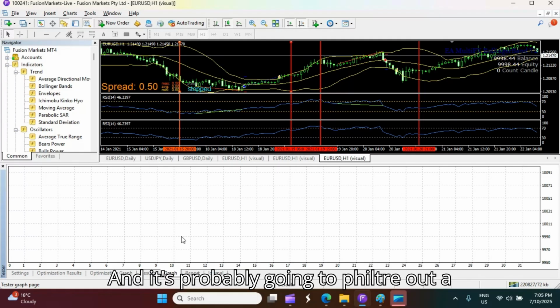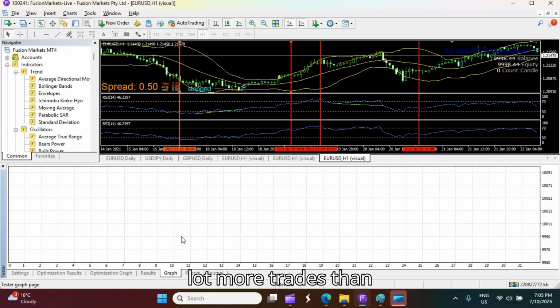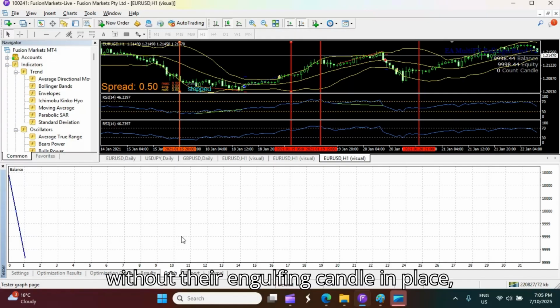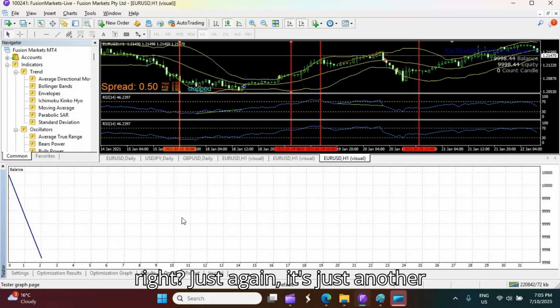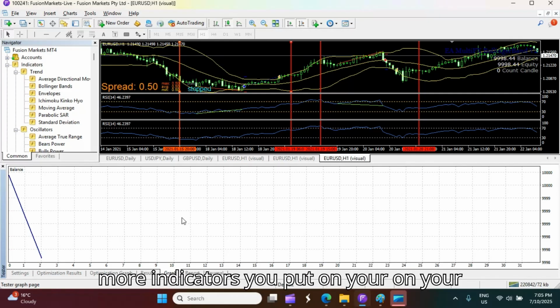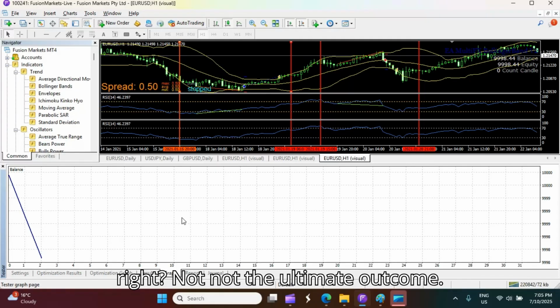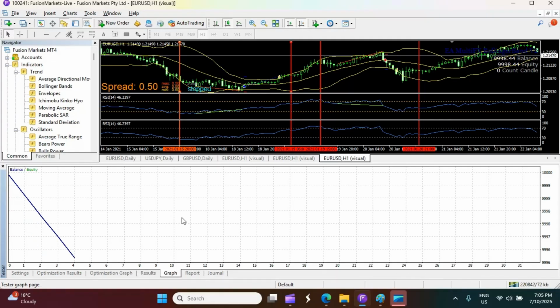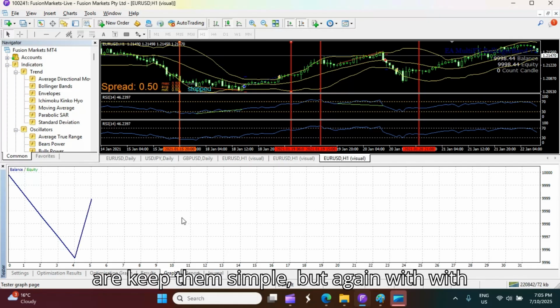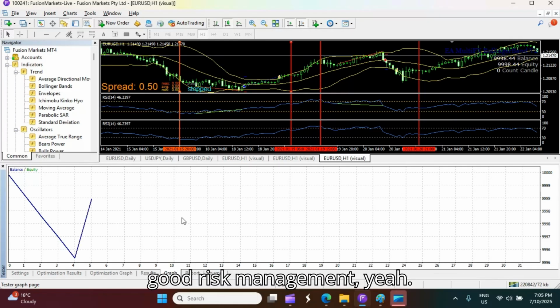And it's probably going to filter out a lot more trades than without the engulfing candle in place, right? Again, it's just another filter. You might find that the more filters, the more indicators you put on your bot, you'll filter out too much, and you'll probably end up with no trades, right? Not the ultimate outcome. So with strategies, keep them simple, but again with good risk management. Yeah.